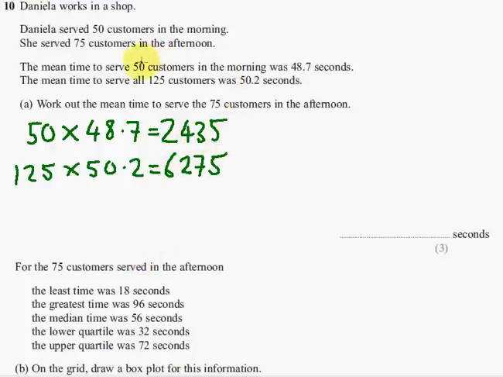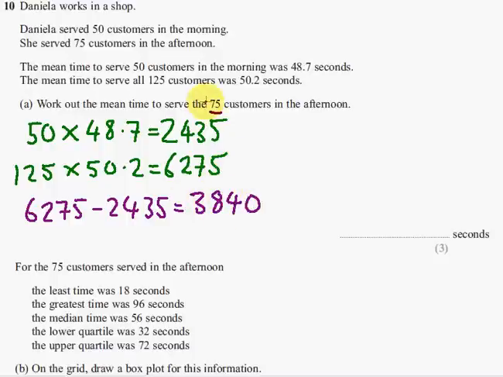Now this is everybody, 6,275 seconds, and 2,435 was the first 50 customers. So if we take those away, that would give us a total time it took to serve these 75 customers. So 6,275 minus the 2,435 leaves us with 3,840 seconds to serve these 75 customers.